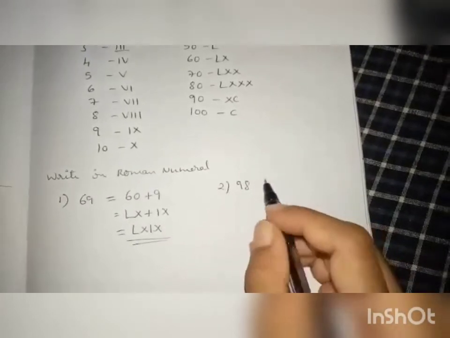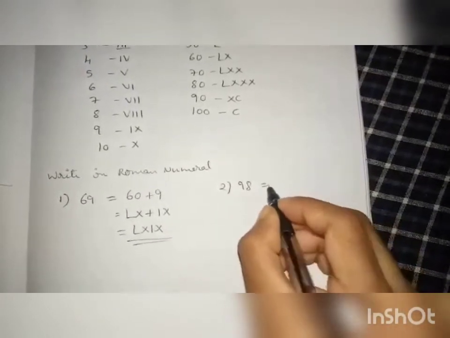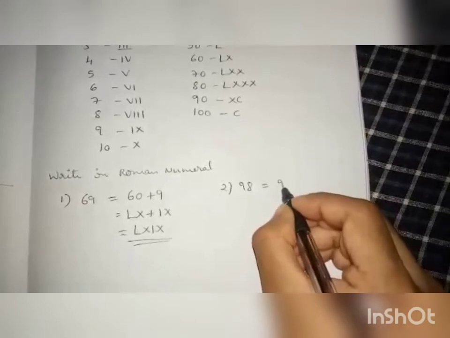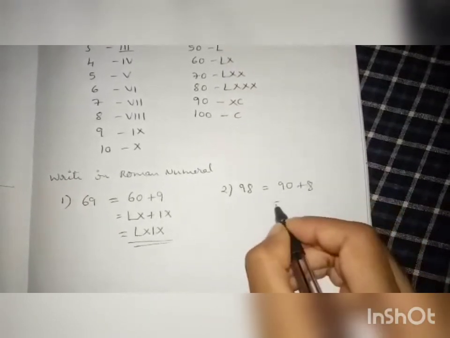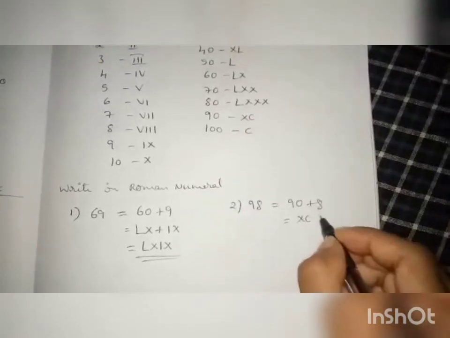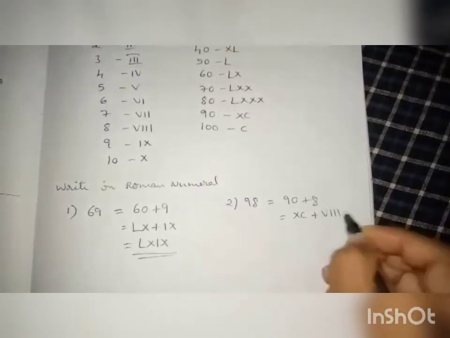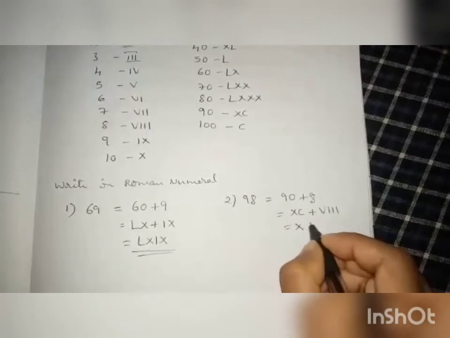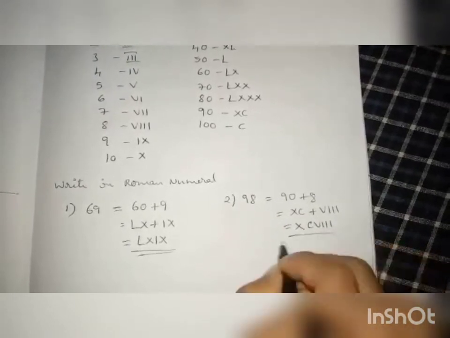Let me take another example, that is 98. How will you separate 98? 90 plus 8. How will you write 90? XC, right? Then 8, VIII. Then together it becomes XCVIII. Understood?